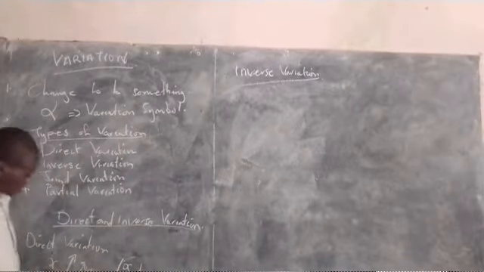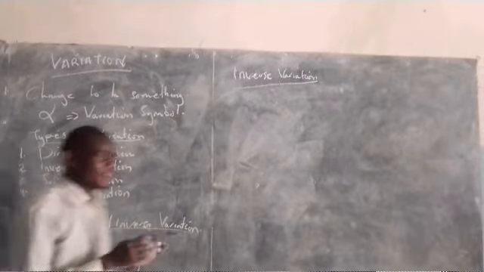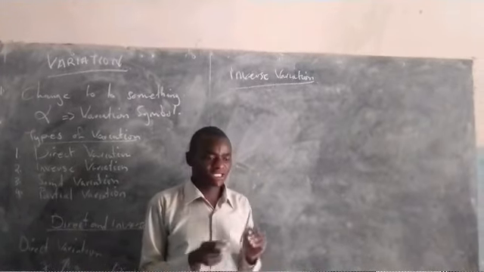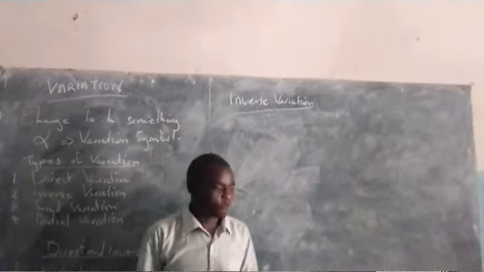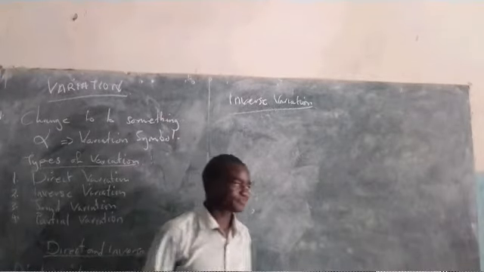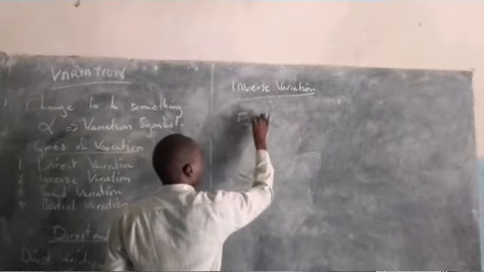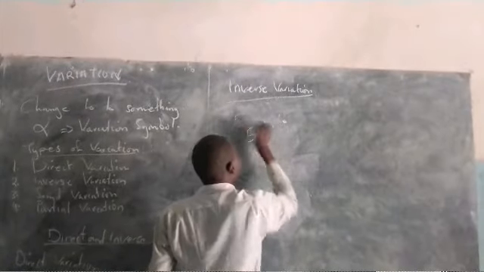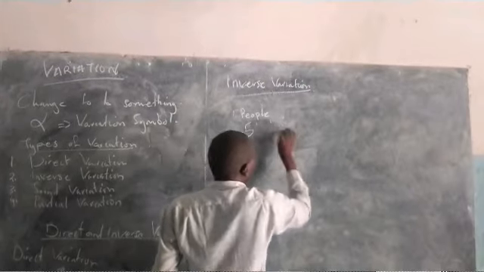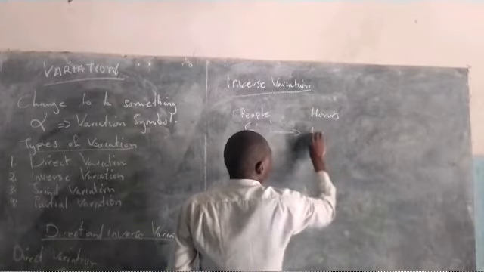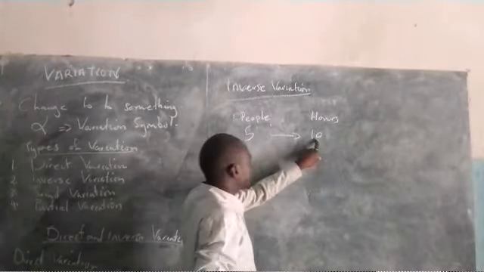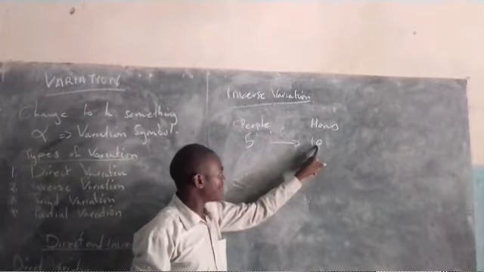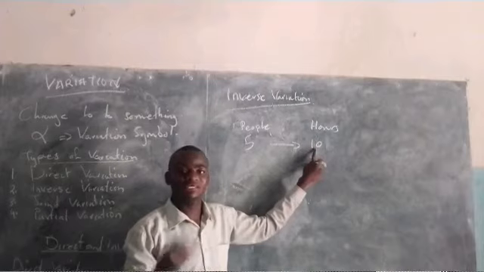Inverse variation is opposite to direct variation. Let me give you this scenario. Imagine it takes 10 hours for 5 people to do a certain work. It takes 10 hours for 5 people to finish doing a certain work.